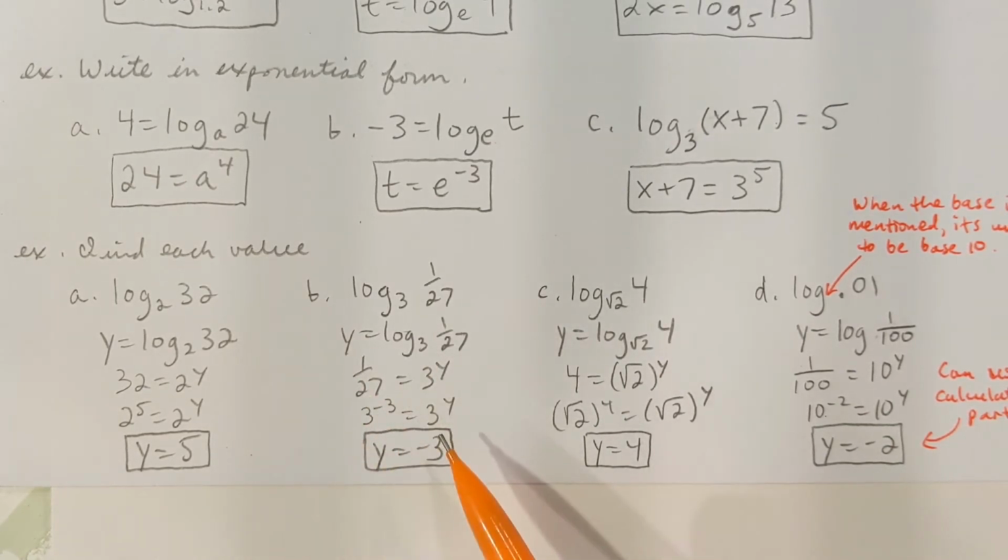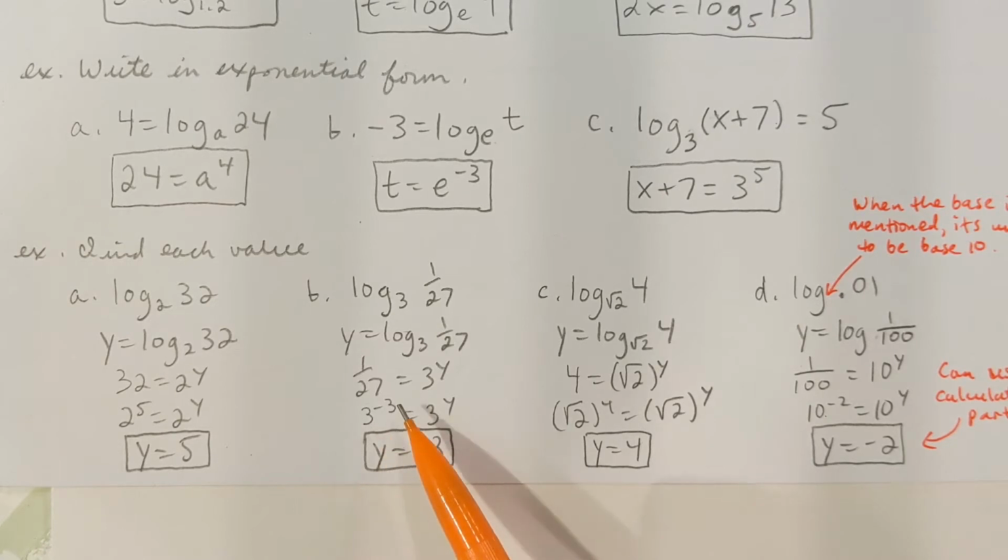Okay, so now I'm in exponential form, and I want to try to get the same base on both sides here to solve for y. I can do that. I can get base 3 on both sides. 3 to the negative third power would be the same as 1 over 3 cubed, or that'd be 1 over 27. So where I see the 1 over 27, I'm going to rewrite that with 3 to the negative third power. Now I've got base 3 on both sides. I can remove the 3's and set the powers equal. So y is equal to negative 3.